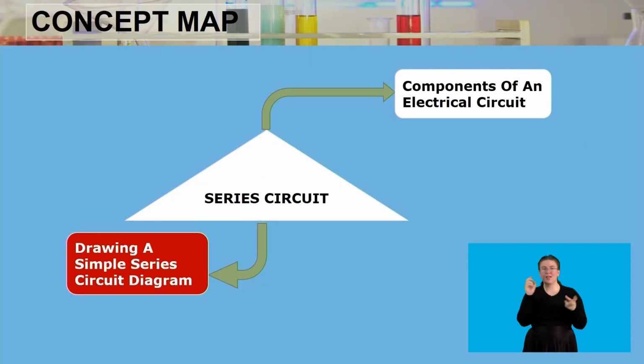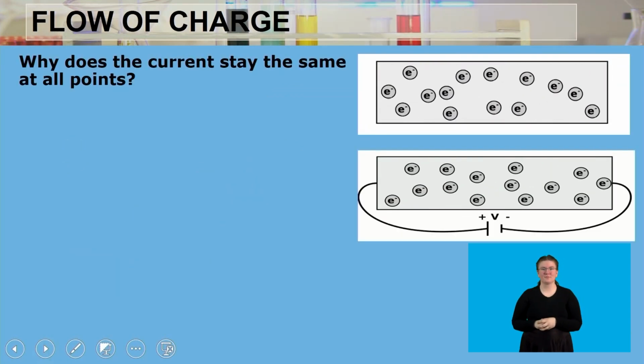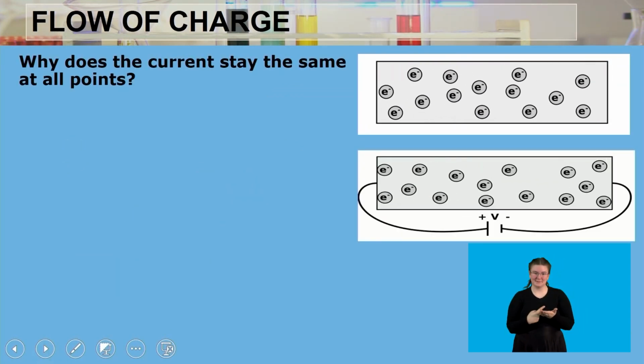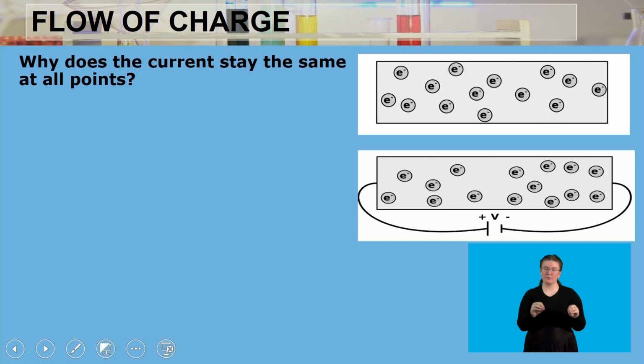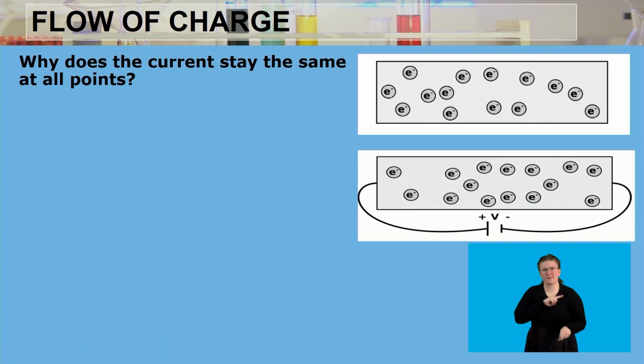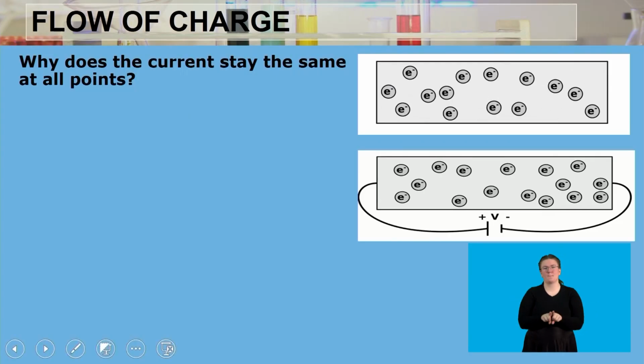Welcome back, learners. So now we're moving on to our last concept, which is the drawing of a simple series electric circuit. So we need to talk about the flow of charge: why does the current stay the same at all points? We did say that in series, the current is going to be the same at whichever point that we're measuring. So why does that happen?